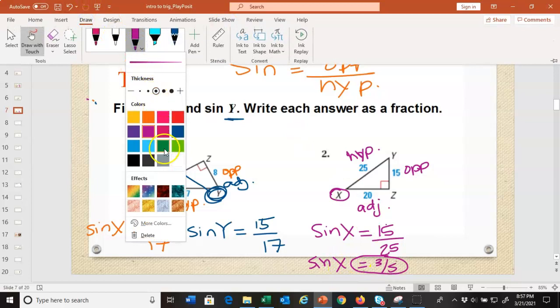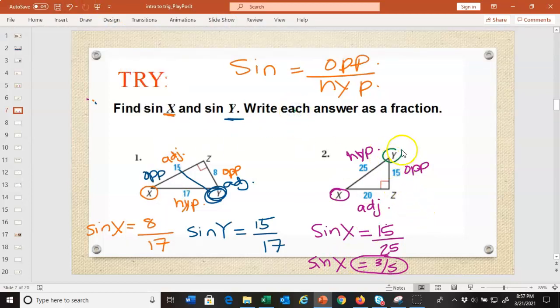Okay, let's do the last one. They want sine of y now. So the only thing that changes now is that 20 becomes opposite and 15 becomes adjacent. So it just depends which angle you're looking from. Which angle is the perspective angle? And that angle is always going to be the one given to you right next to that trig function. So sine of y is opposite y, that's 20 in this case, and hypotenuse, 25. Which again, we can reduce, right, to 4 over 5. Cool.